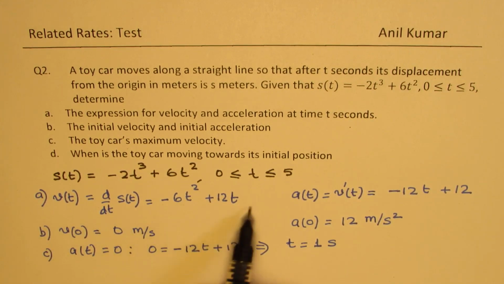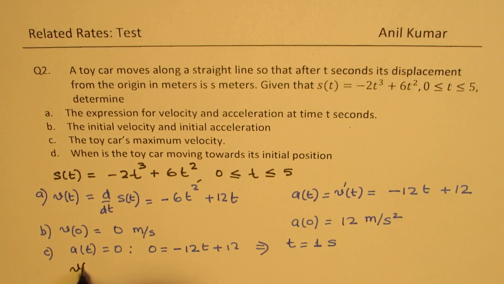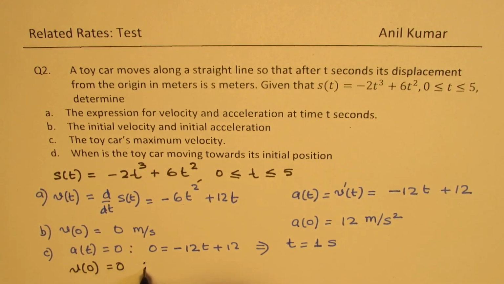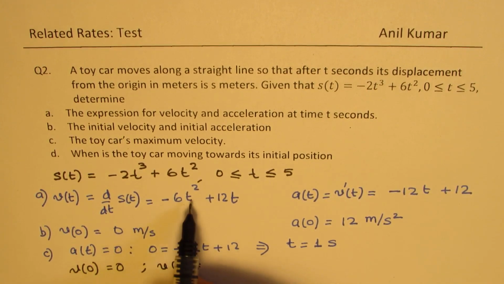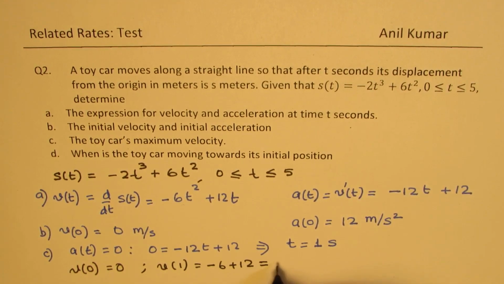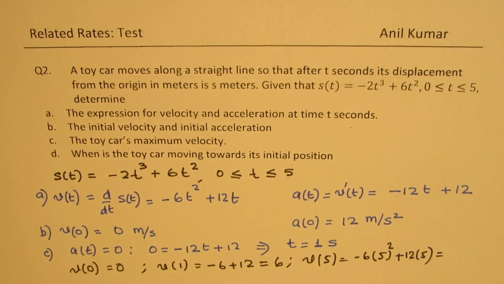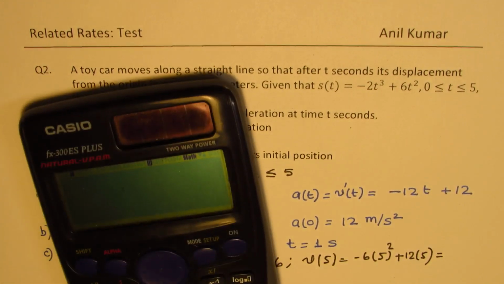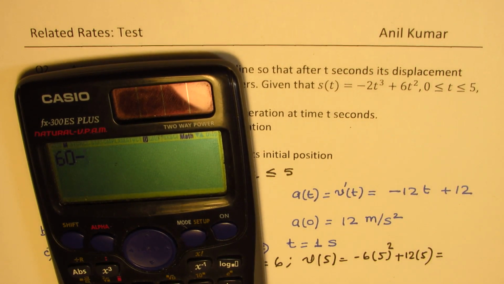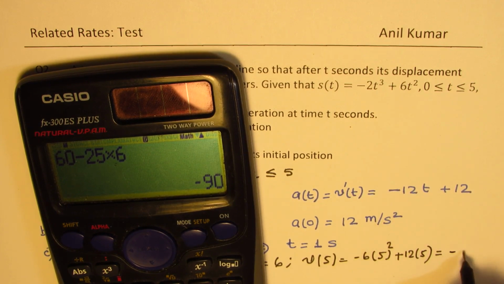We already have an expression for velocity which is right there. So velocity at 0 we know is 0, right? Velocity at 1 is, substituting 1 here, we get minus 6 plus 12, which is equal to 6. And then let's check velocity at 5. At 5, it will be minus 6 times 5 square plus 12 times 5. Correct? So let's use the calculator. 12 times 5 is 60. Take away 25 times 6. So that is negative 90, right?